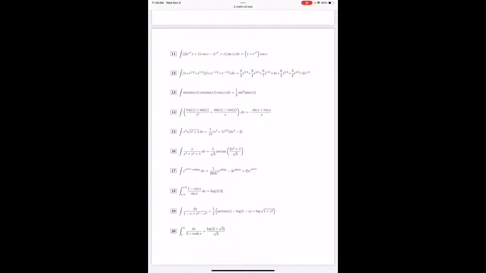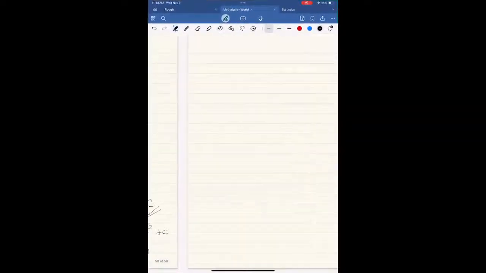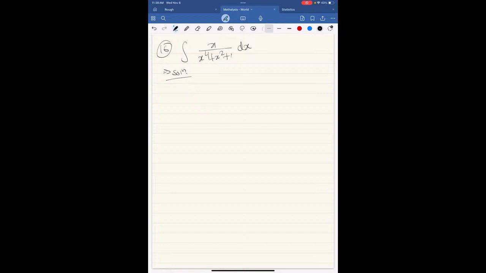Integral of x by x to the power 4 plus x square plus 1. Number 16. So what do you think for this one, Muhammad? How will you approach this problem? Yeah, how will you approach your idea? I think, yeah, exactly. I will also do the same thing.